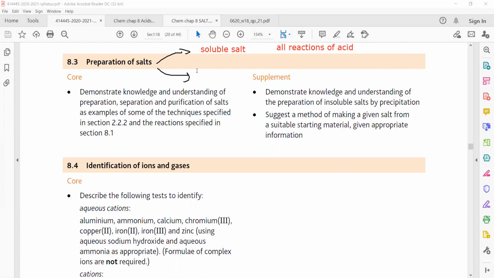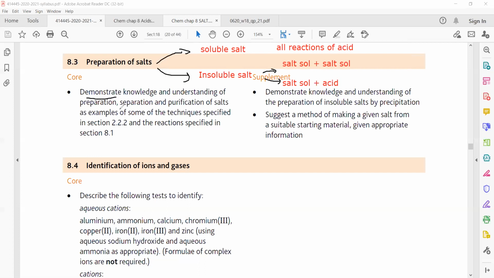And if you want to prepare an insoluble salt, that is called ionic precipitation. Ionic precipitation means you mix salt solution with salt solution, or you mix salt solution with acid. Acids are also aqueous, so basically mixing two solutions and a solid is formed. That's why we call that a precipitate.